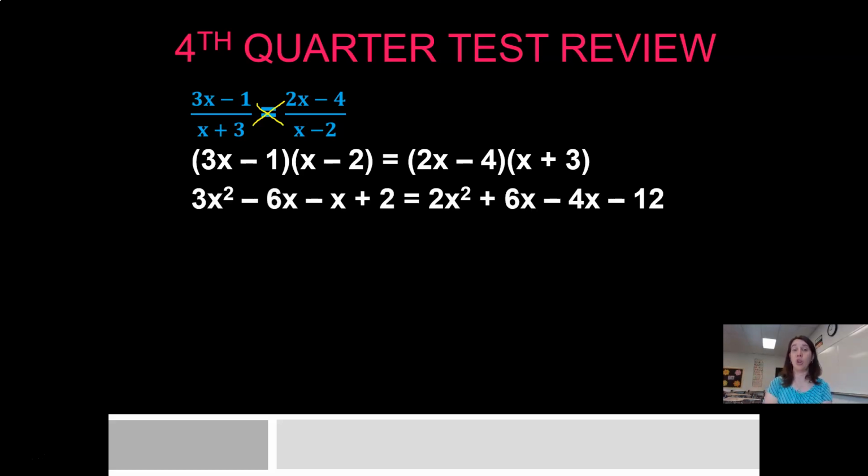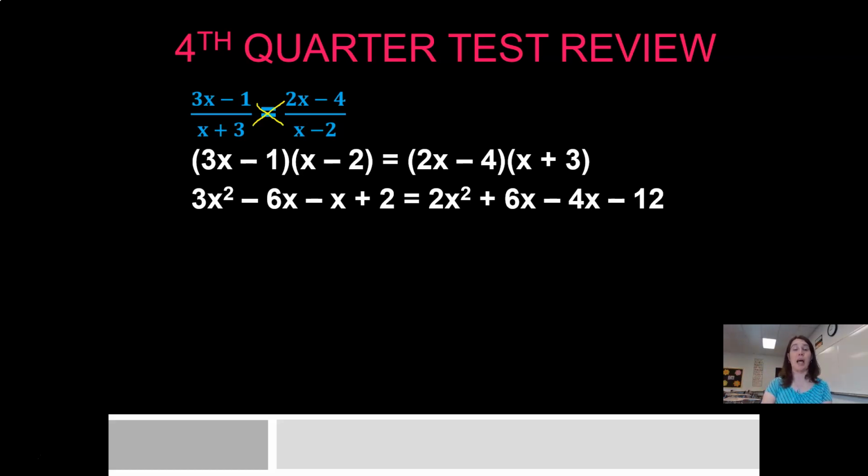On the left-hand side, 3x times x was 3x squared. The outside, 3x times negative 2 was negative 6x. The inside, negative 1 times x is negative 1x, or just negative x, and negative 1 times negative 2 is positive 2. Go to the right-hand side. The first terms, 2x times x is 2x squared. The outside, 2x times 3 is plus 6x. The inside, negative 4 times x is negative 4x. And then my last terms, negative 4 times 3 is negative 12.